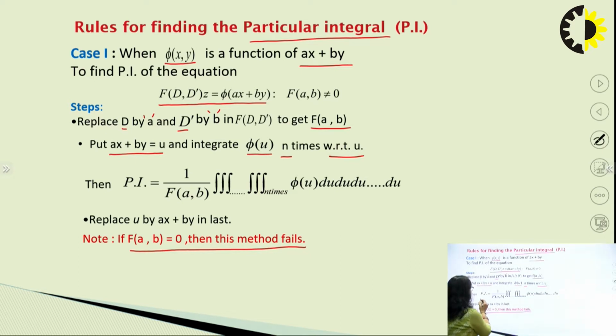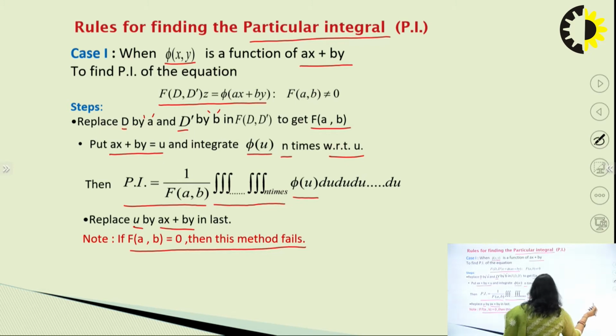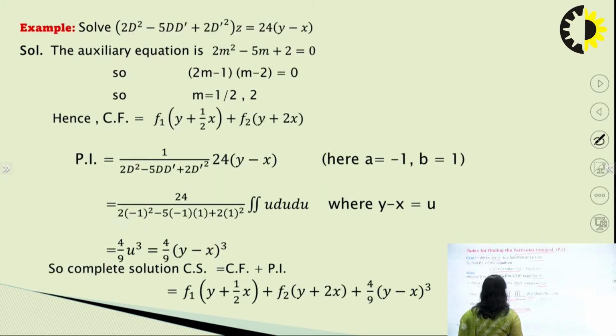So this particular integral will be given by 1 upon f(a, b). This value will be some constant after substituting a and b. The integration symbol I have considered n times because the function is being integrated n times with respect to u. And in the end, when you solve this, replace u by ax plus by, because u is something we introduced and it should not remain in the final answer.